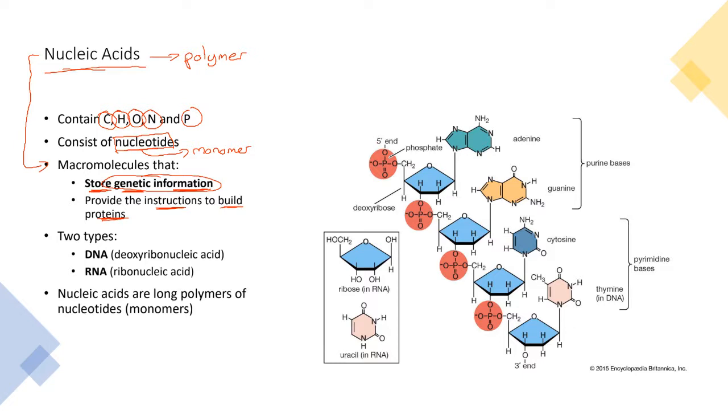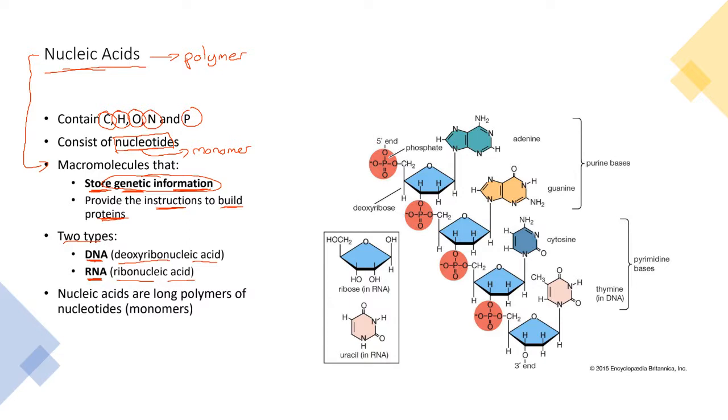Now, there are two types of nucleic acids: DNA and RNA. And really, one of the differences between these two is the type of sugar they have. DNA stands for deoxyribonucleic acid. RNA stands for ribonucleic acid. I'll show you the sugar in a little bit to show you the difference between both of those.